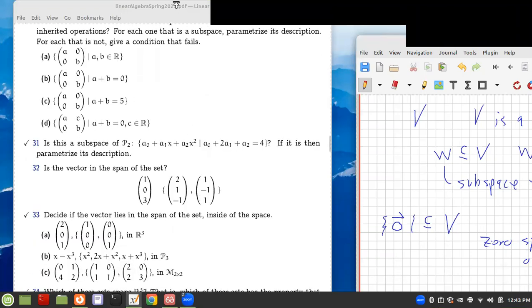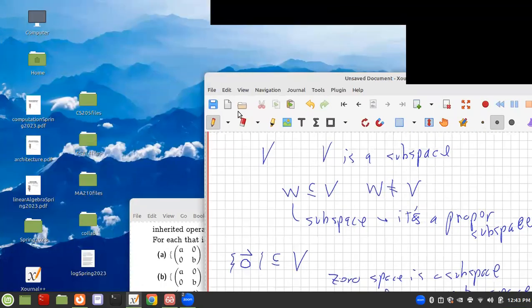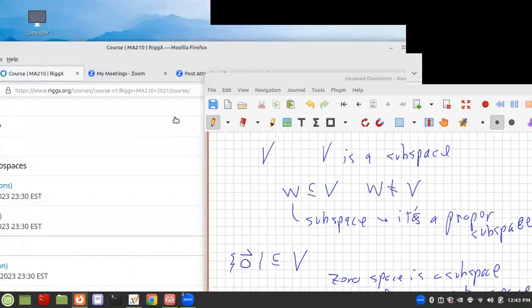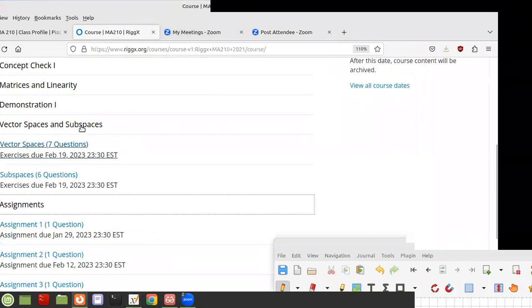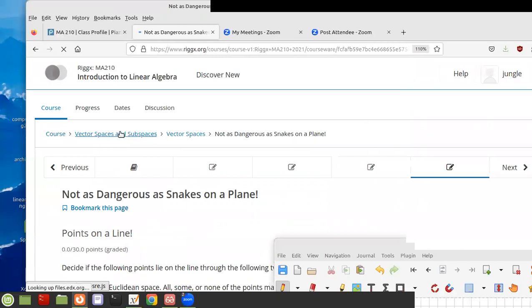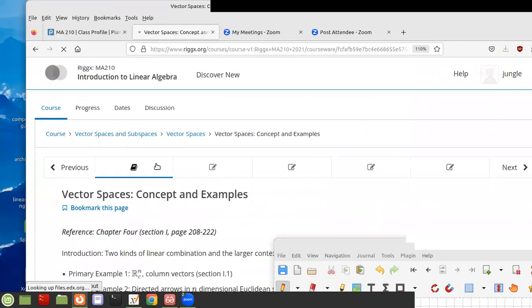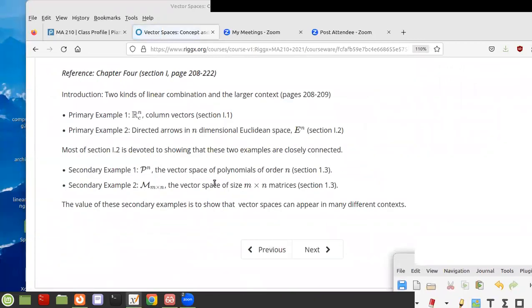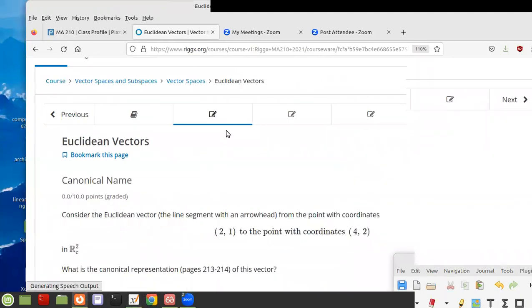Okay, so the kinds of problems we want to look at are those that are on Rig X. So let's look at some of those. Then you get something concrete. Okay. So then there's some information about the different examples.